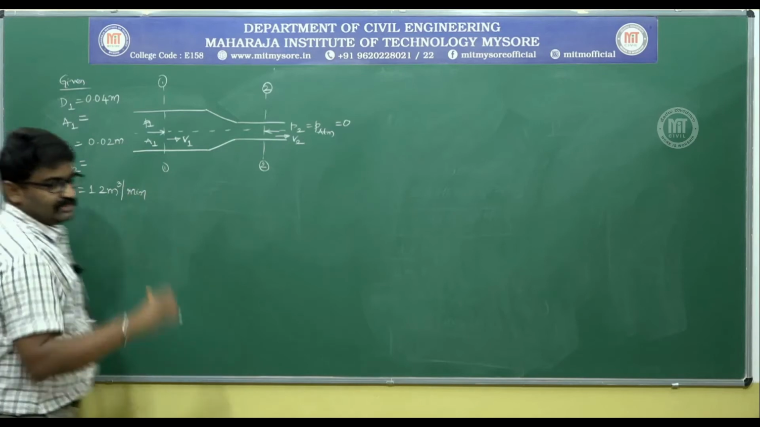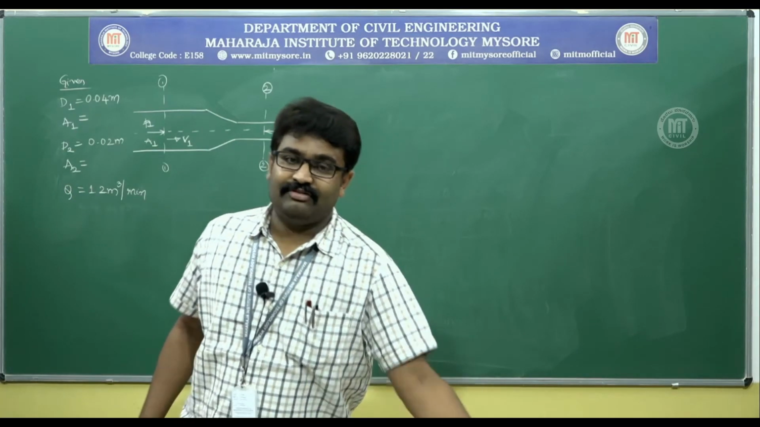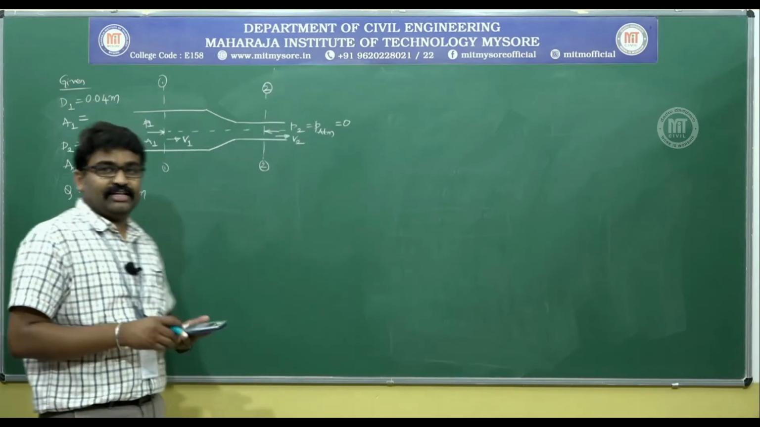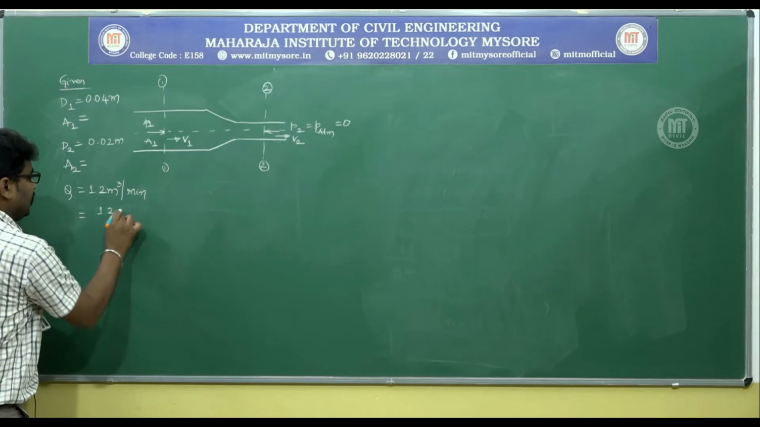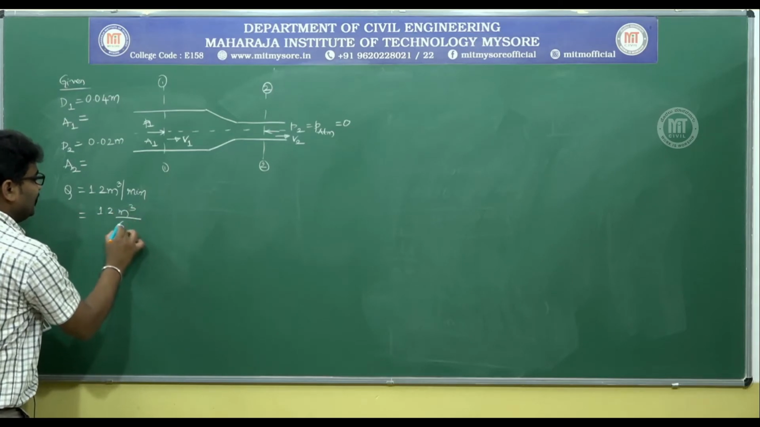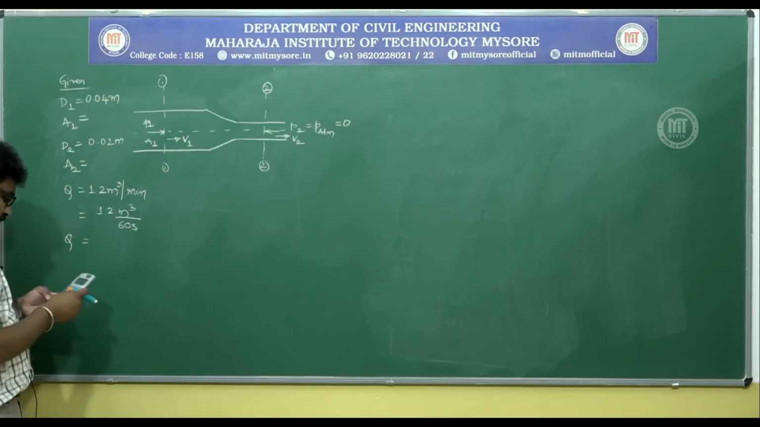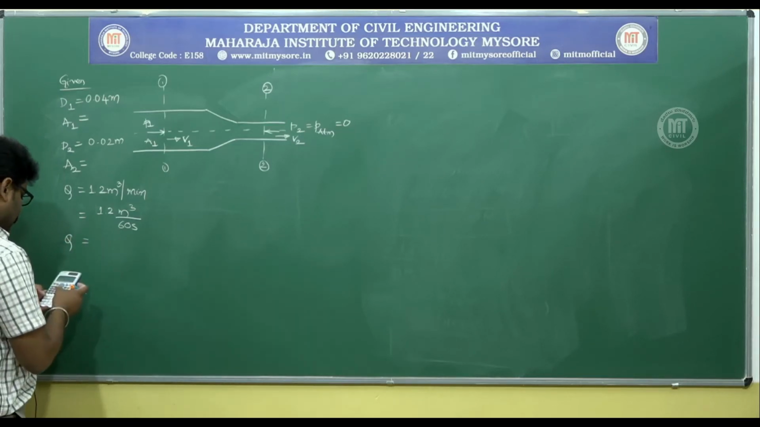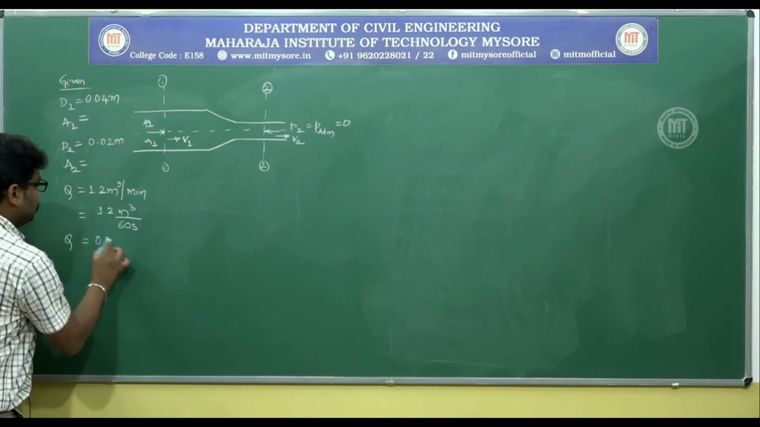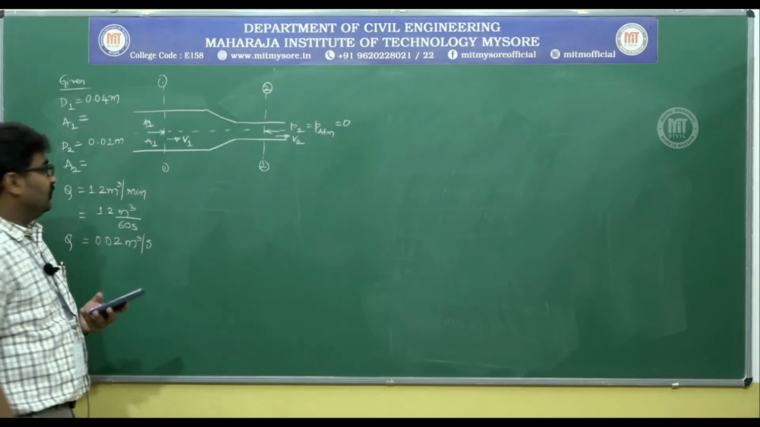It's a special case. Always you will have meter cube per second for discharge. Now it is given as meter cube per minute. How do I convert? 1.2 meter cube divided by 1 minute, which is 60 seconds. Therefore Q is equal to 1.2 divided by 60, which is nothing but equal to 0.02 meter cube per second.